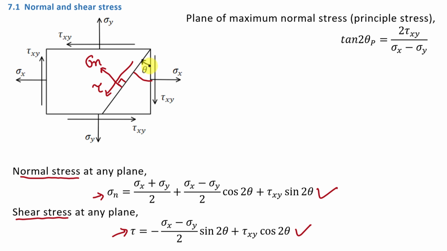Now here if we take different planes at different values of theta, then we will get one plane at which there will be the maximum value of normal stress.